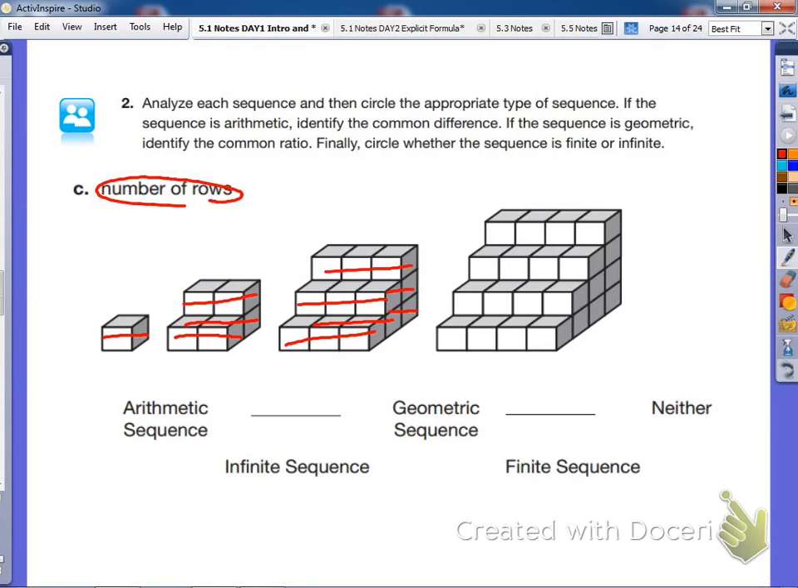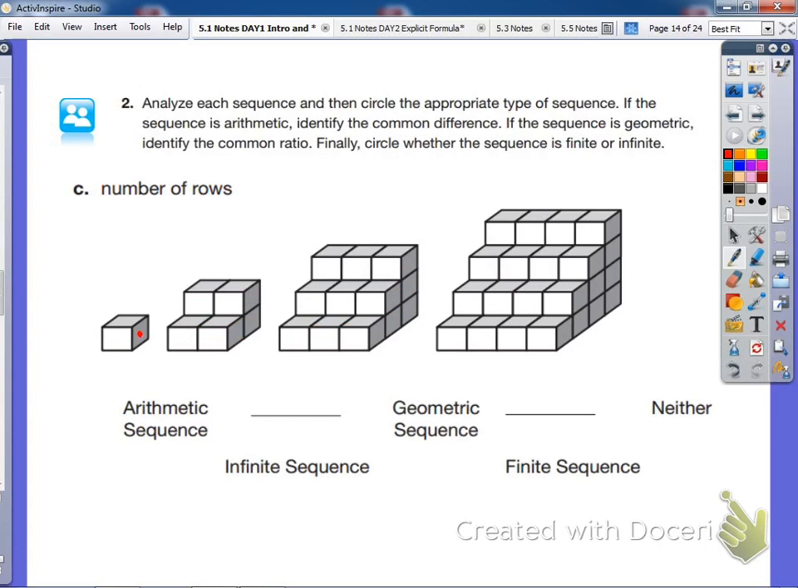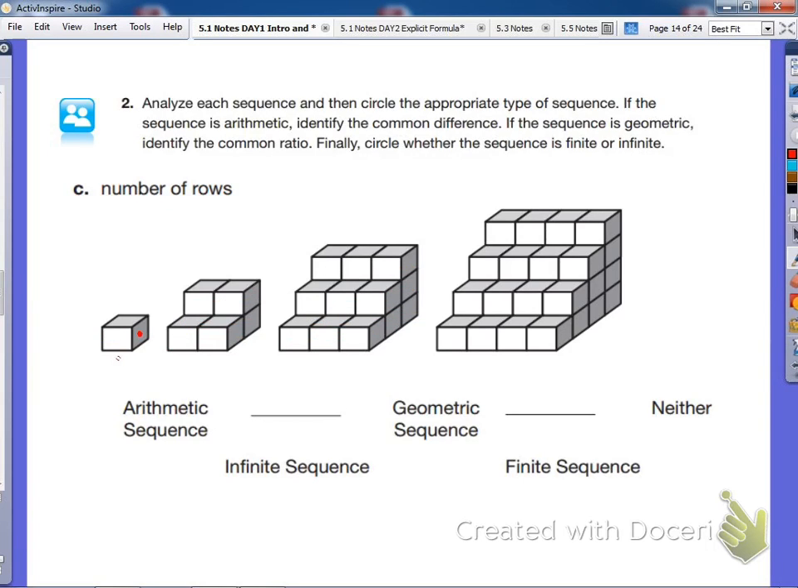Let's just count. 1 row there. That's 1 row. Here we have 1, 2, 3 rows. Here you have 1, 2, 3, 4, 5, 6 rows. Here you have 1, 2, 3, 4, 5, 6, 7, 8, 9, 10 rows. Okay? So how do you go from 1 to 3?